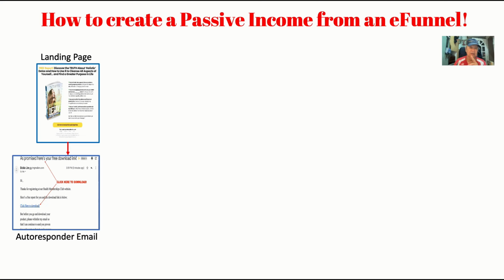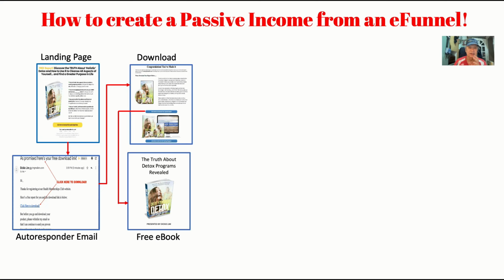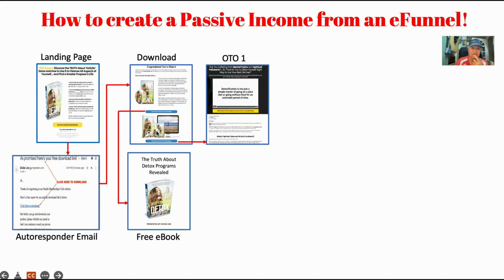From there, they will link to another part. We call it the download page. The download page is basically to download the ebook that you promised or whatever. Then there is a second section. We call this the OTO. First is the download page, and then you have the OTO from here.